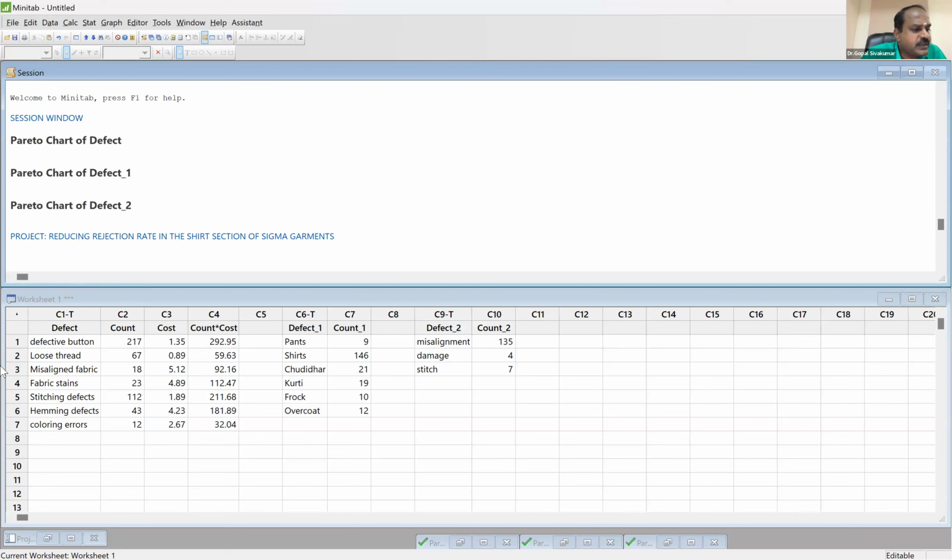Shall we go for another maximum 10 minutes? Yes, sir. Yes, sure. We'll just finish and wind up. Sir, how can we get access to this Minitab, sir?